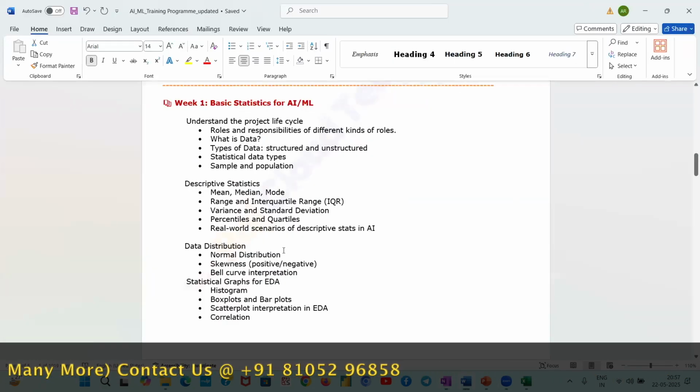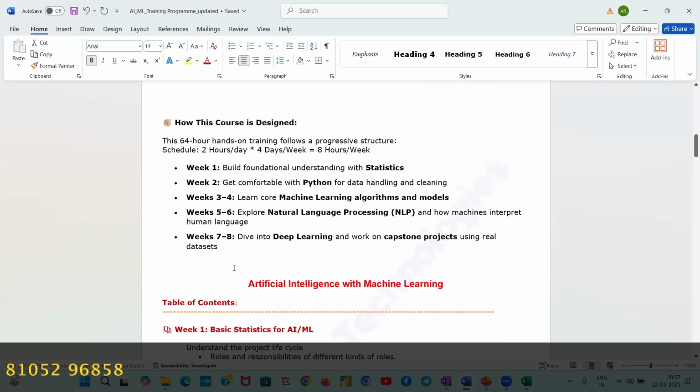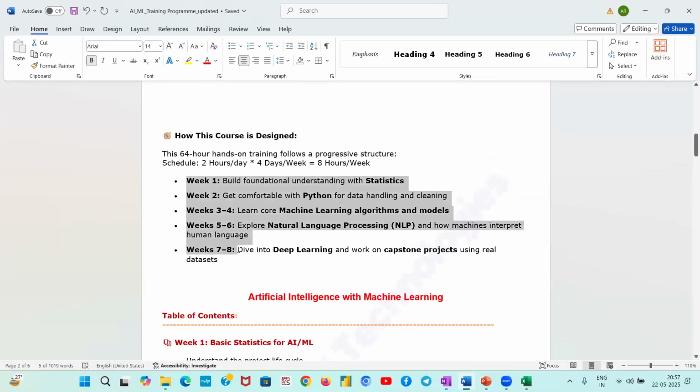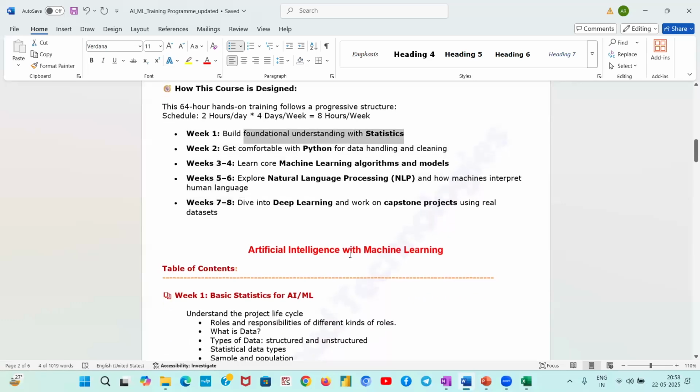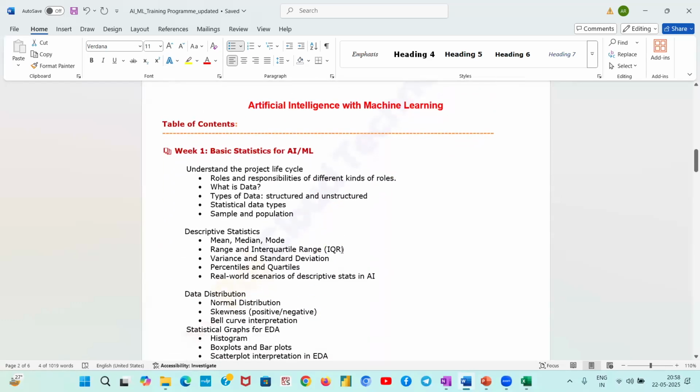Our entire course has been divided into 8 weeks, exactly 2 months, minimum 2 months to be frank. It can be plus or minus also. The entire first week we are going to take up the foundational understanding of statistics. It doesn't matter which profile or education background you are from, because we are talking from the scratch level. Using statistics, we can give an analysis, an immediate report, like what a data analyst does.